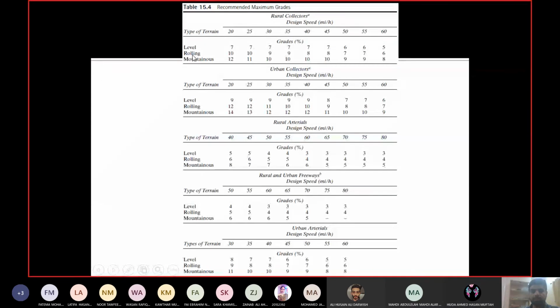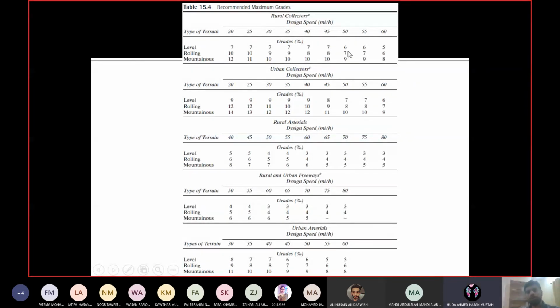Then we have rolling terrain, so this part. Then we selected the design speed to be 50 miles per hour. We could have selected 40 or 50 or 45 as well. We selected 50, which is the highest, because rolling terrain. So at 50 miles per hour, the maximum gradient can be 7%. Okay. Got it?